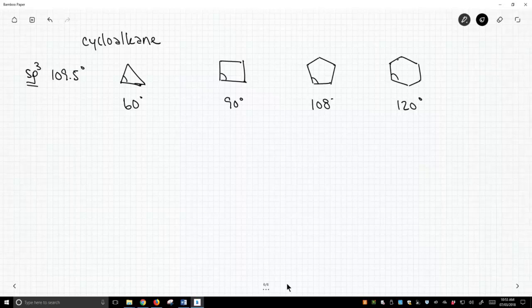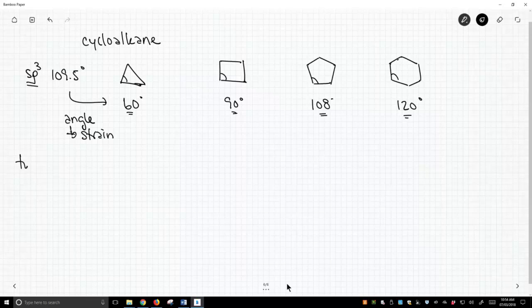So, as you can see, these molecules, if they are flat, are going to have bond angles that are very far from the ideal state. And that gives rise to something called angle strain. If you get deviations from the ideal bond angle, you get angle strain. So that leads to a consequence that these structures may be unstable.